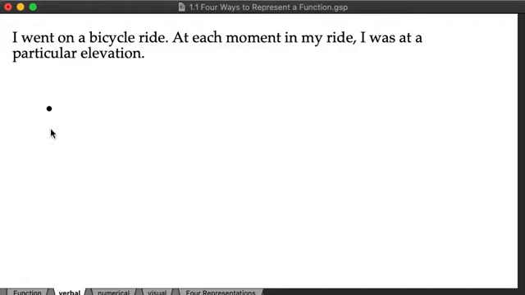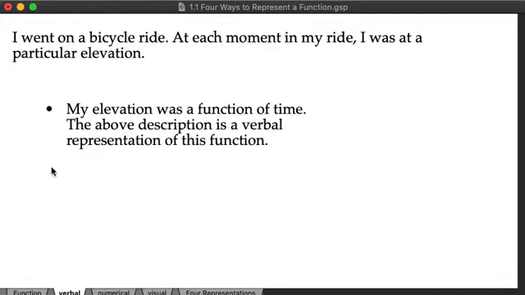At each moment in my ride, I was at a particular elevation. So in this case, the times of my ride, the moments of my ride, would be the inputs, and the output would be the elevation. At each moment, that would be the given information, or the input. I was at a particular elevation, that would be the reported information, or the output. So here we say my elevation was a function of time. The time would be the input and the elevation would be the output. And this is a verbal representation of this function.